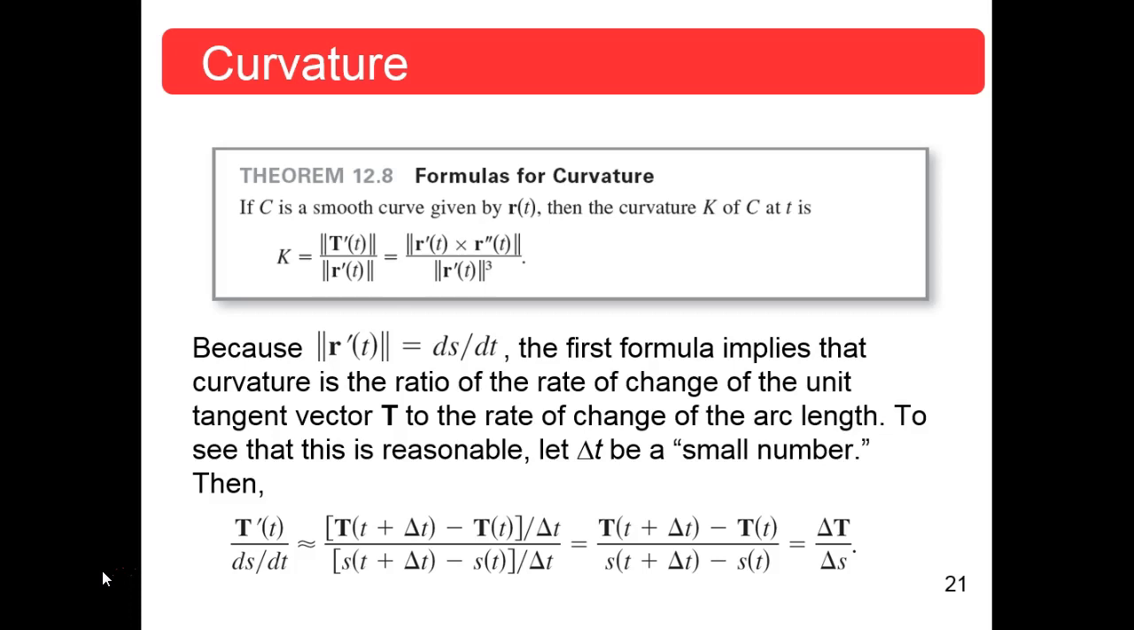The first formula implies that the curvature is the ratio of the rate of change of the unit tangent vector to the rate of change of the arc length, which is pretty much, I mean, that's basically the definition of it. To see that this is reasonable, let delta t be a small number, then, oh boy, they're doing this.